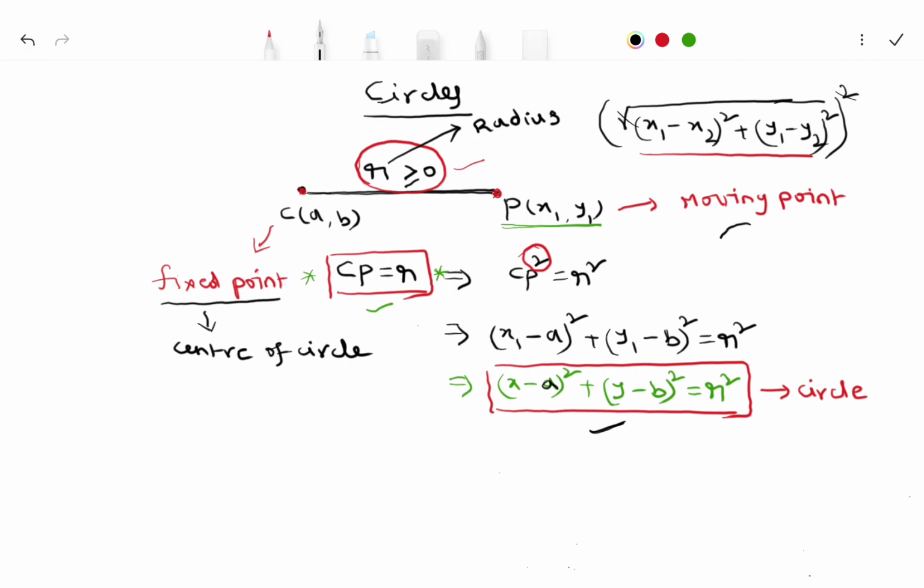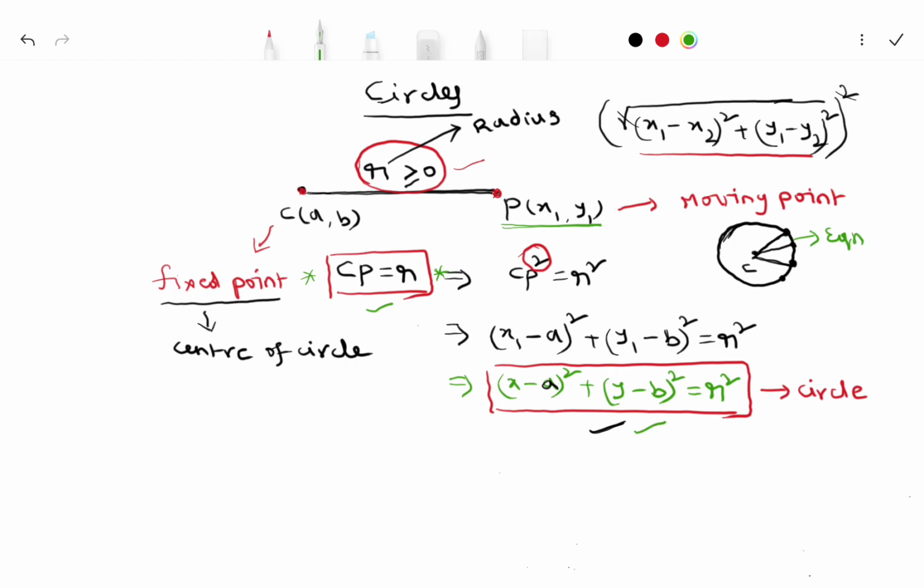Now what is the circle diagram? This is the circle. Everybody knows this from earlier classes in plane geometry. This point is the center, and the distance from the center to any point on the circumference is called the radius. So when the center and radius are given, to find the circle equation, you will use this formula only.